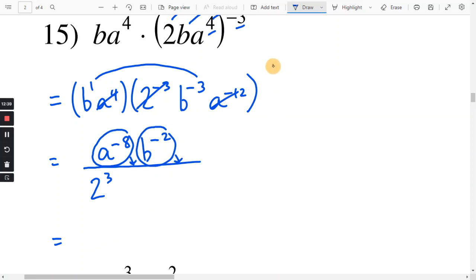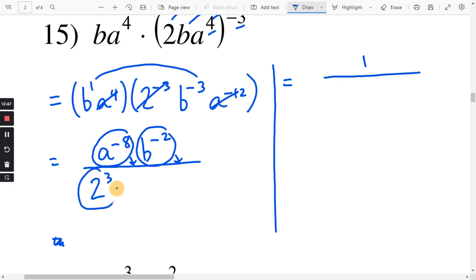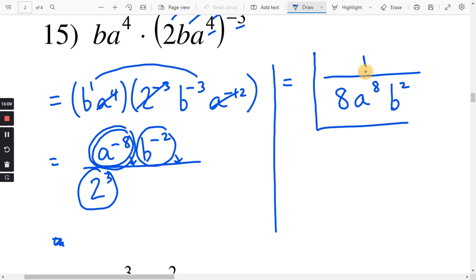All right. Let me see. I have more room over here. So we'll keep a 1 in the numerator. 2 to the 3rd. 2 times 2 times 2. That's going to be 8. Okay. And a to the negative 8 becomes a to the positive 8. But instead of being in the numerator, it's moved to the denominator. b to the negative 2, move that to the denominator. It becomes b to the positive 2. Final answer.